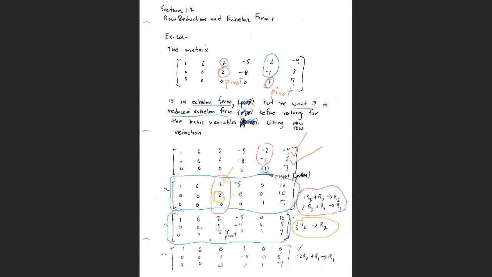And now that we have the 1, that 1 is a pivot. We'll just take the second row, second equation, multiply it by -2, and add it to the first row. And then that result goes in the first row. And that'll get us down to this matrix here.